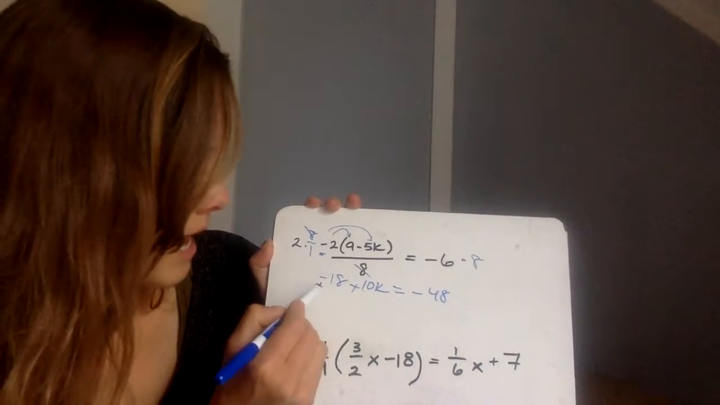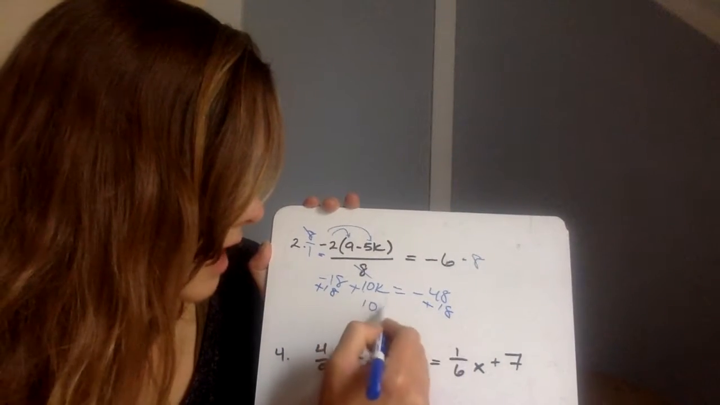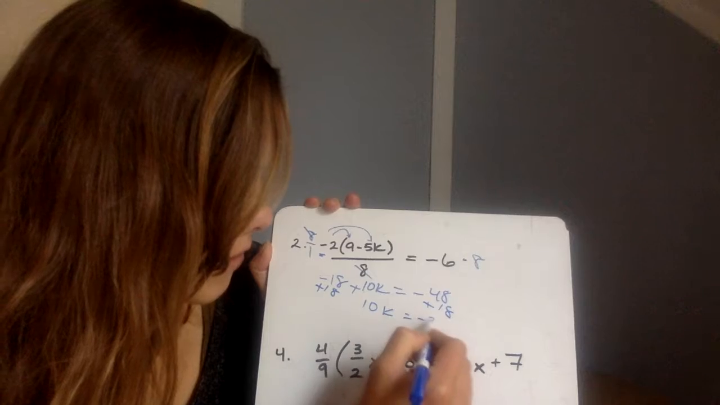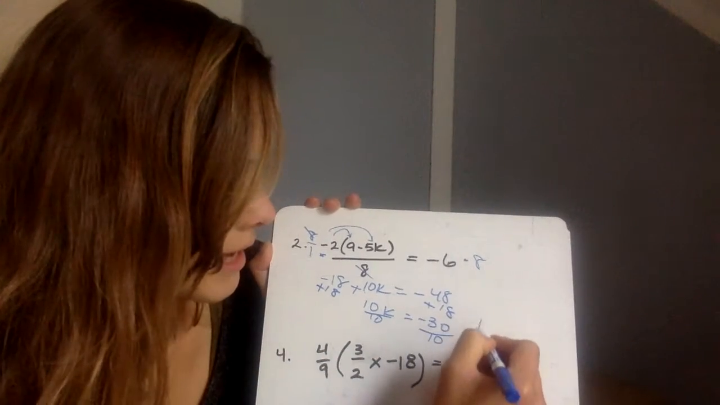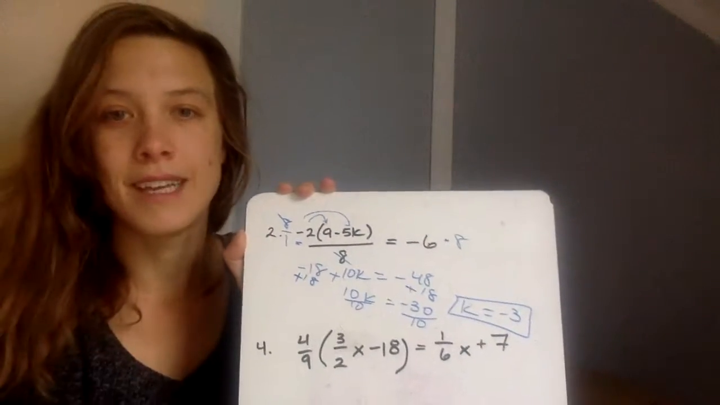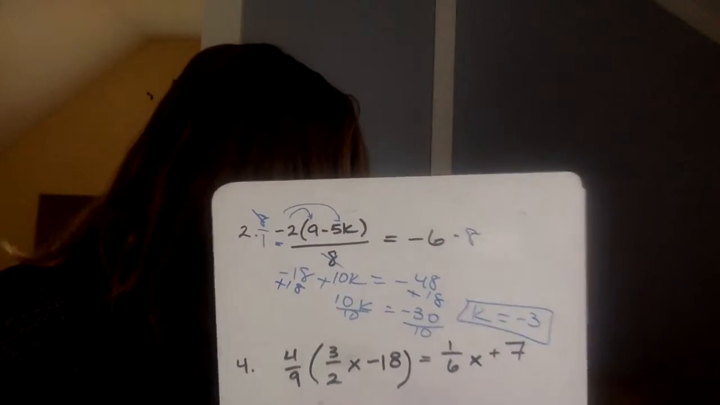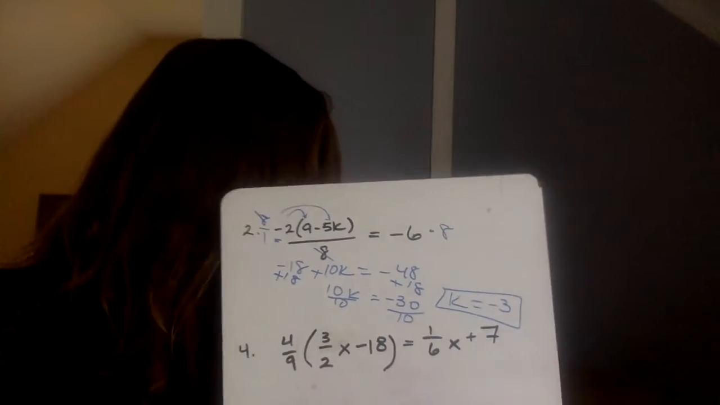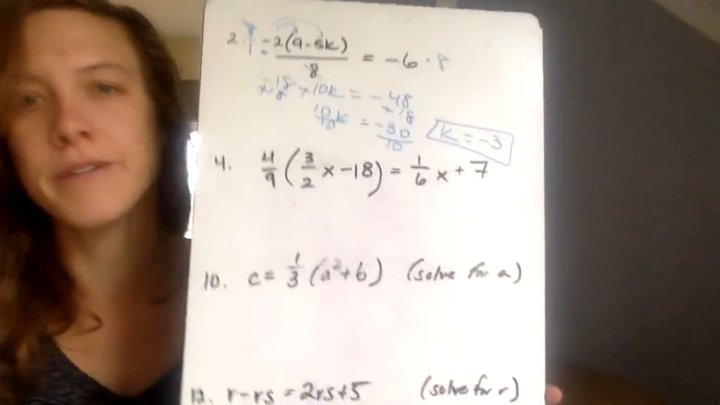Our next step here would be to add 18 to both sides. Add 18, so we have 10k equals -30. Divide by 10, divide by 10, and we get k equals -3. So if there are any questions on that one, feel free to reach out and send me a quick email. But hopefully that one was fairly straightforward for you.